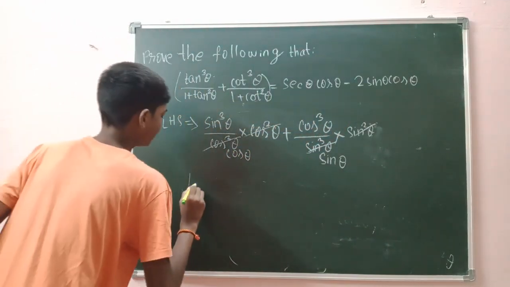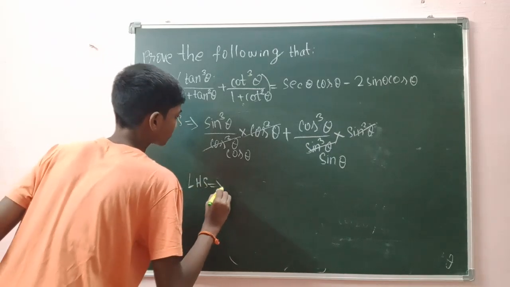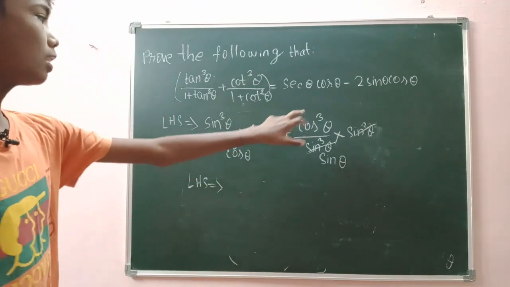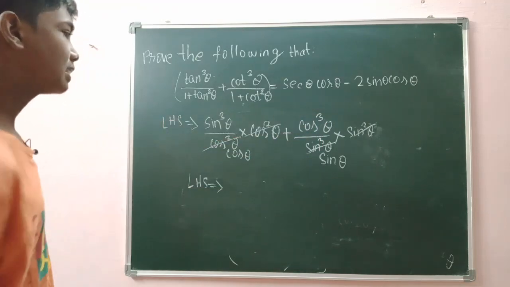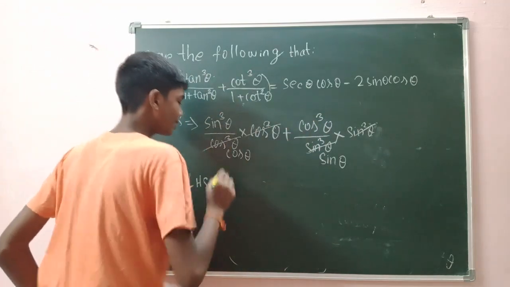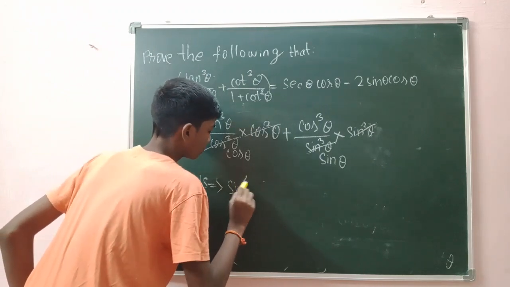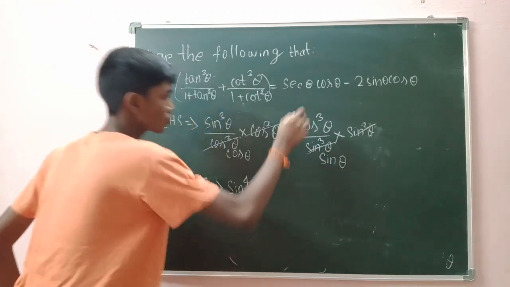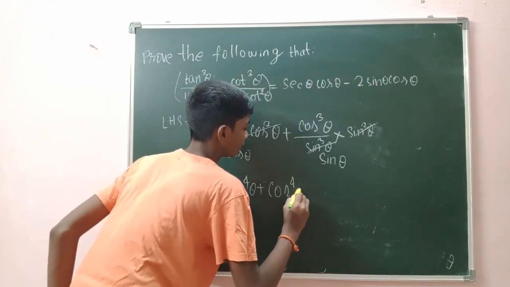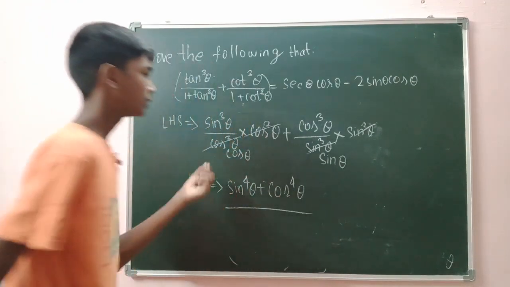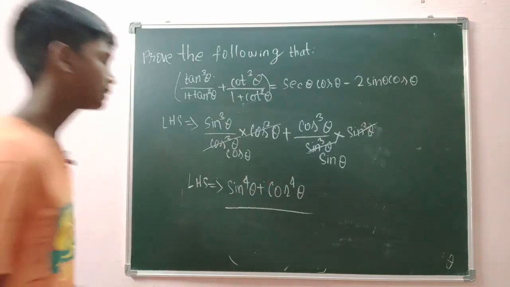Therefore your LHS will be nothing but sin cube theta by cos theta plus cos cube theta by sin theta. So therefore I will get it as, just take LCM again. So sin theta into sin cube theta will be sin power 4 of theta plus cos theta times cos cube theta will be cos power 4 theta, by sin theta cos theta.